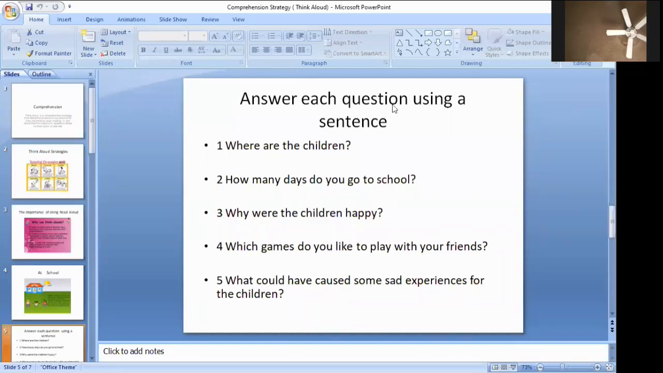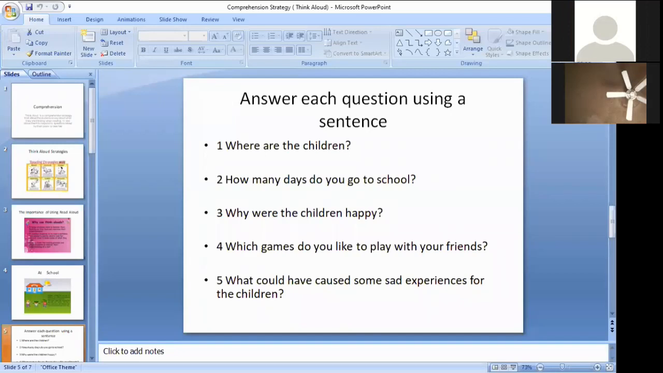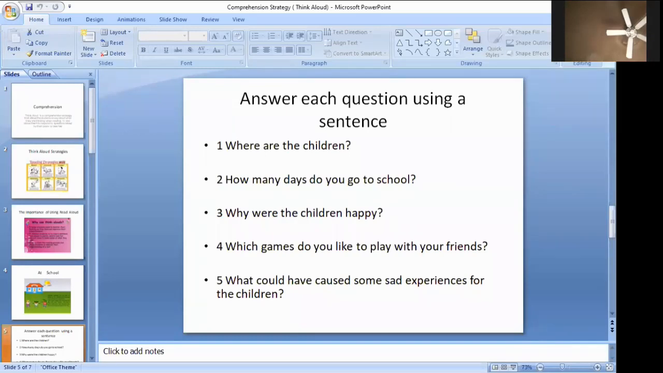How many days do you go to school? Janelia, how many days do you go to school? Yes, I'm hearing you, Janelia. Speak up. You go to school how many days for the week, when it is normal school time? 5 days. We go to school 5 days.